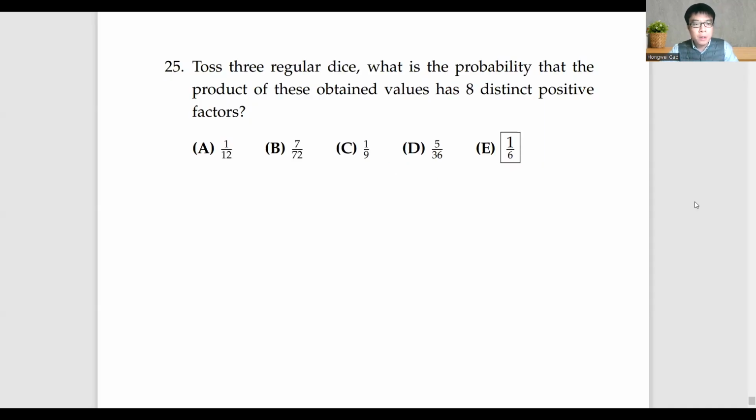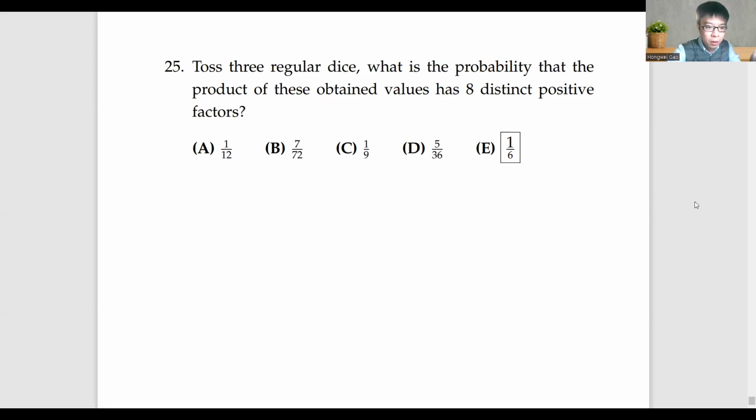Question 25. Has 3 regular dice, what's the probability that the product of these obtained values has 8 distinct positive factors? Now, this question concerns probability and also the number of factors. Let me review the formula related to number of factors.